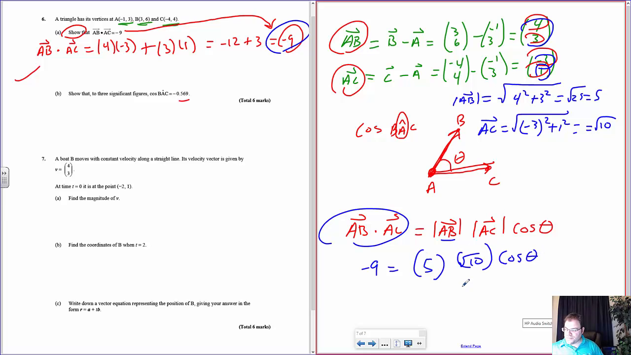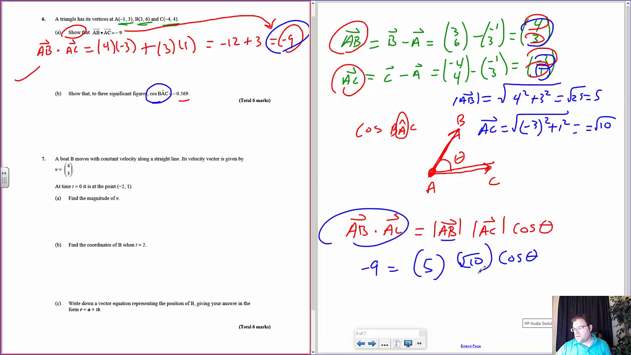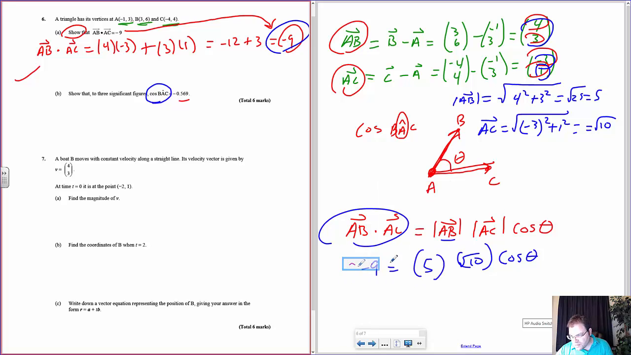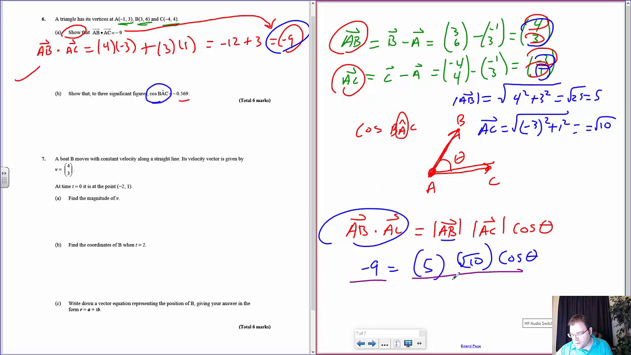times the cosine of the angle. Now, all they're asking me to show is the cosine of the angle. So I'm just going to solve this for the cosine of the angle. What I'm going to do is divide both sides by 5 root 10. 5's cancel, root 10's cancel. So this is gone. Cosine theta is equal to this.